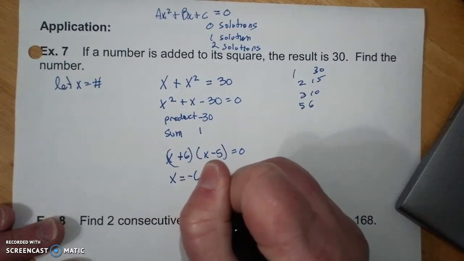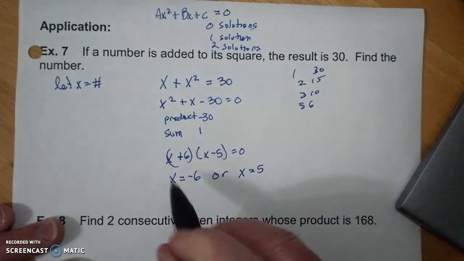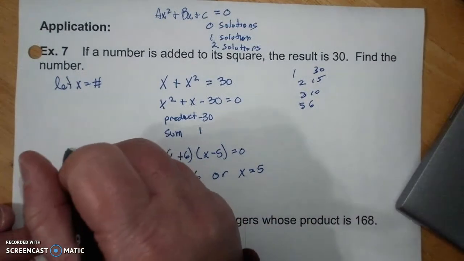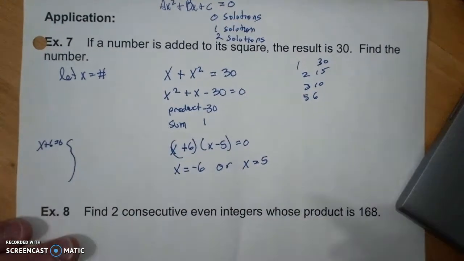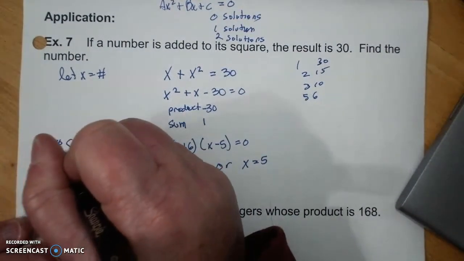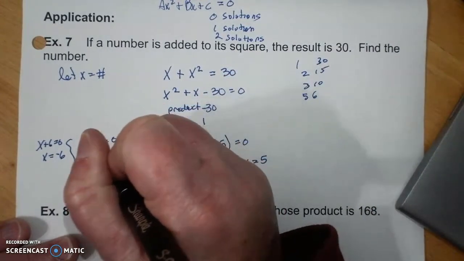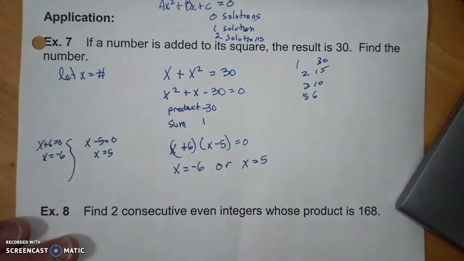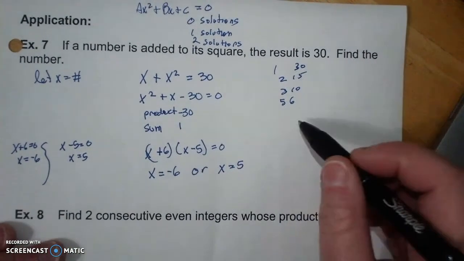x can be negative 6 or x can be positive 5, because I'm going to do it the long way. x plus 6 equals 0, x equals negative 6. x minus 5 equals 0, x equals 5. Now one of those doesn't look logical to me at first sight, but let me check.